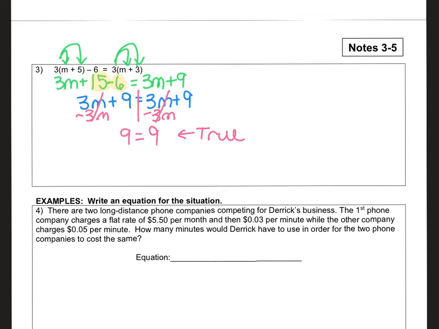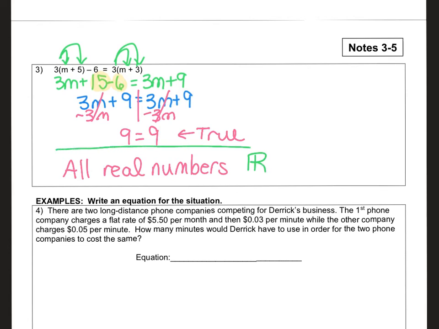So when you get a true statement, what that means is any number that I picked, it could be -5, it could be 1,000,000. Any number that I picked to plug in for m is going to make this equation true. This is called all real numbers. So you don't want to just tell me true. This is all real numbers. That means any real number that I plug in is going to work. So the symbol for this is double line R, all real numbers.